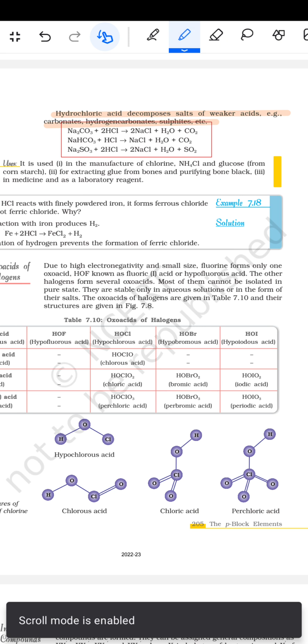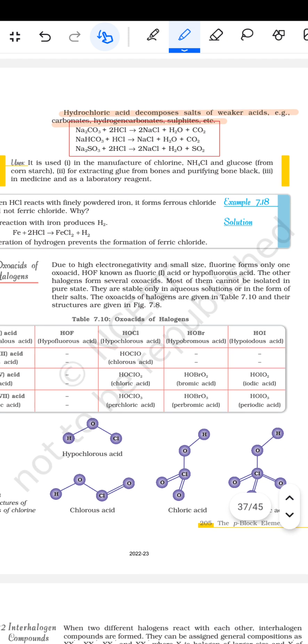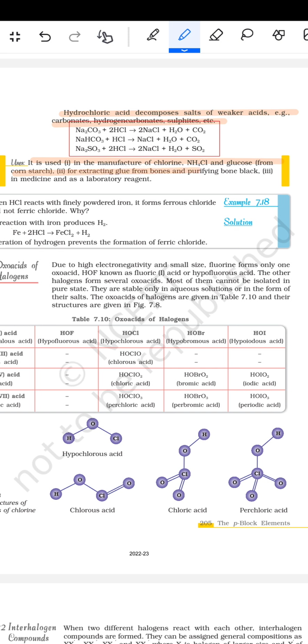उसके बाद फिर आता है यूजेज. It is used in the manufacture of chlorine, NH4Cl and glucose from corn starch, for extracting glue from bones and purifying bone blacks, in medicine and as a laboratory reagent.